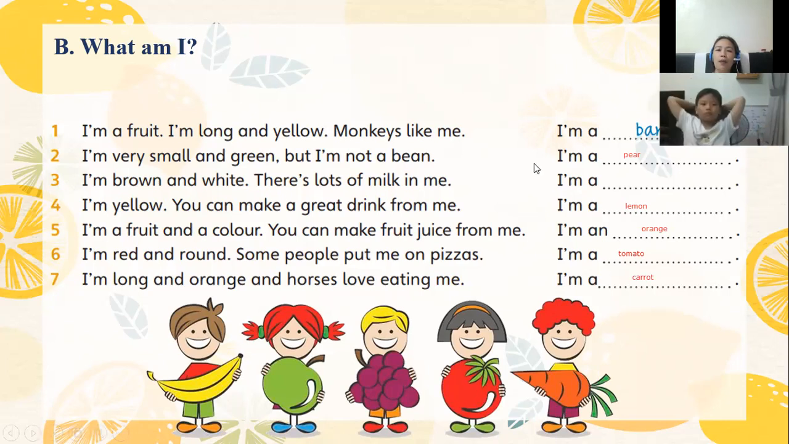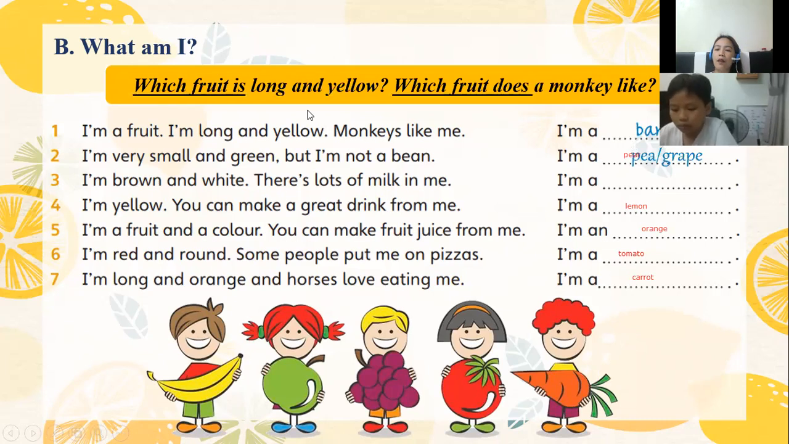Okay, let's try it. Number one, read it, baby. No, baby. Read the sentence. I am a fruit. I am long and yellow. Monkeys like me. Number two. I'm very small and green, but I'm not a bean. Okay, pea or grape.